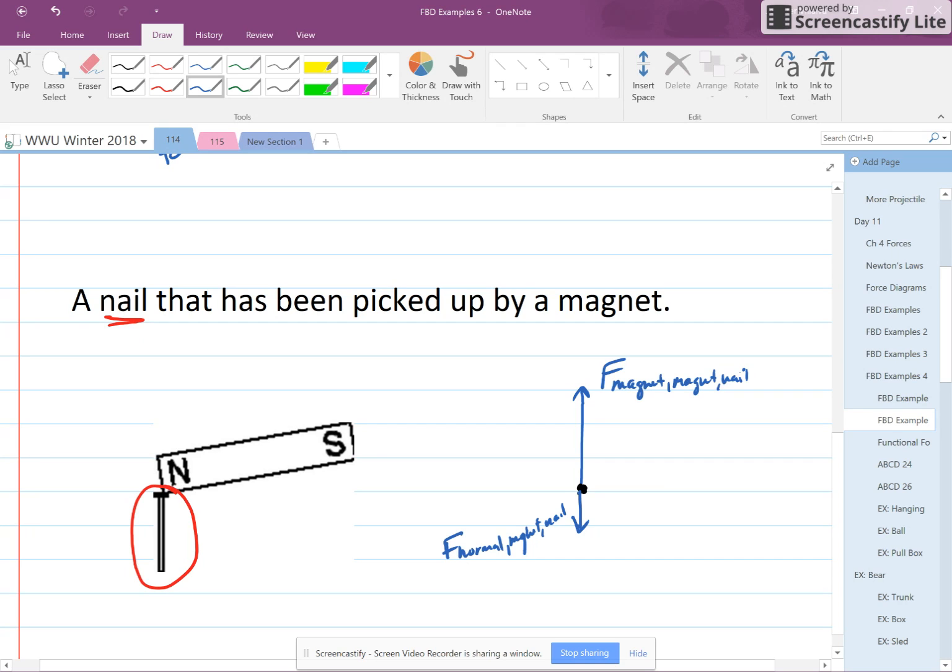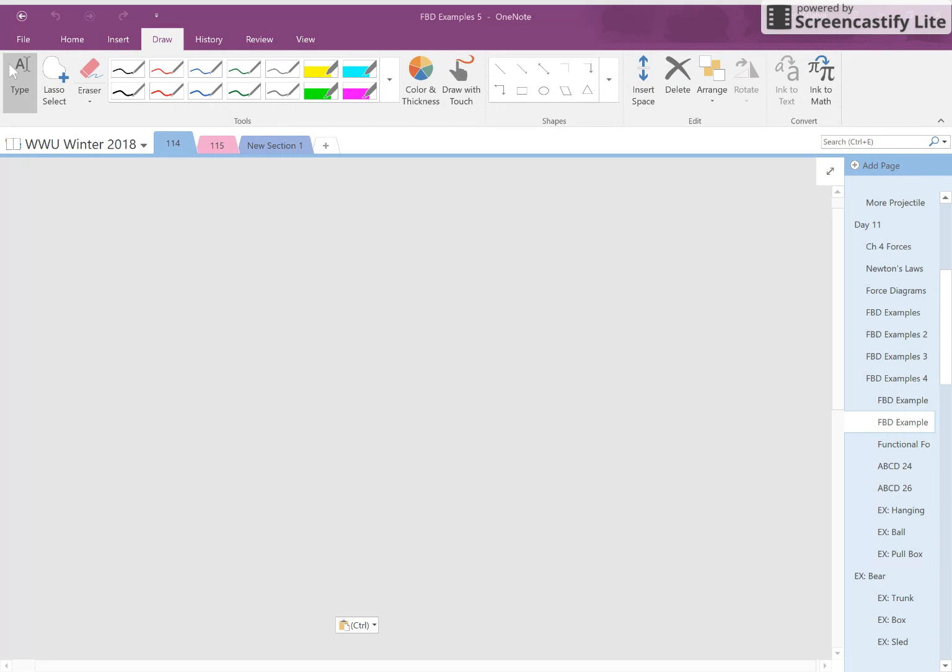When we're dealing with magnets, if we have a magnet and some material that's attracted to magnets, that's always an attractive force. If the top of this nail was the north end of a magnetic nail, it would be repulsive. But since it's just a regular old nail, it's just going to be attractive.